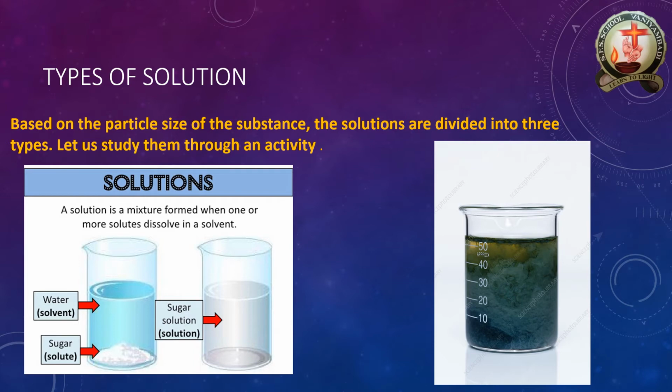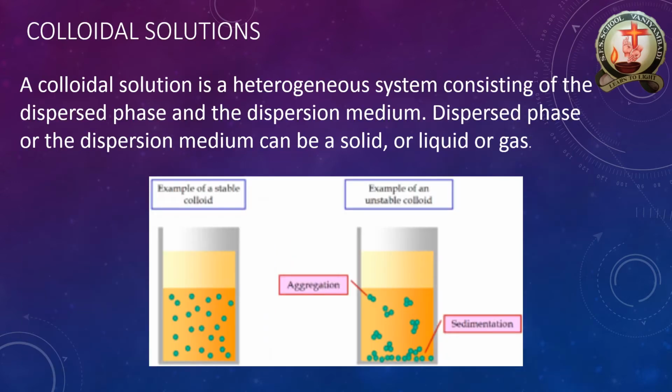A solution is a mixture formed when two or more solutes dissolve in a solvent. Whether we take sugar only, that is a sugar solution. Even sugar plus salt plus water is a mixture solution. Then colloidal solution. Take the example of paint. Paint is one example of a colloidal solution. A colloidal solution is a heterogeneous system consisting of a dispersed phase and a dispersion medium, which can be a solid, liquid or gas.